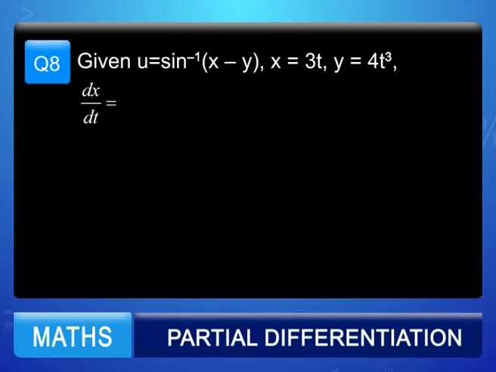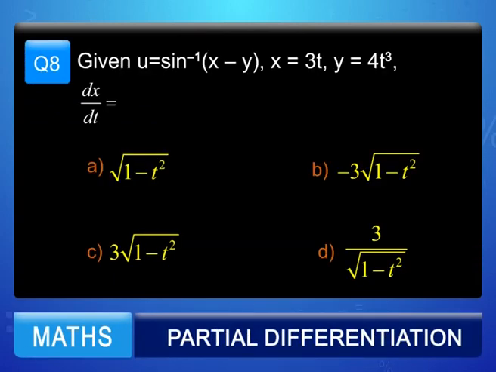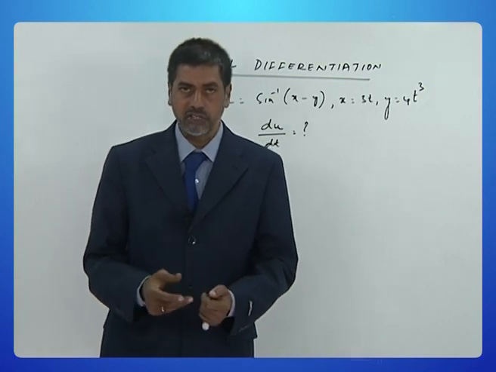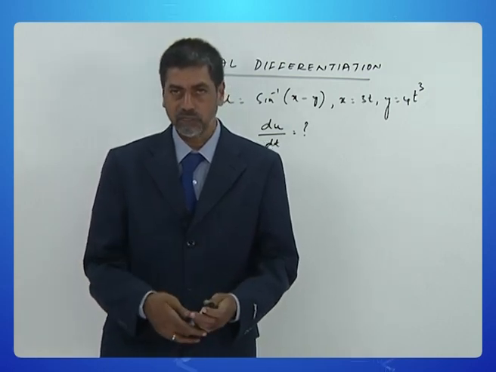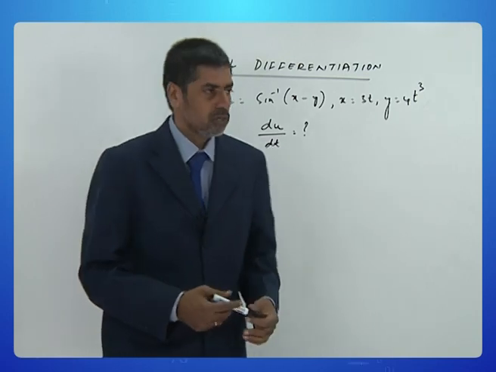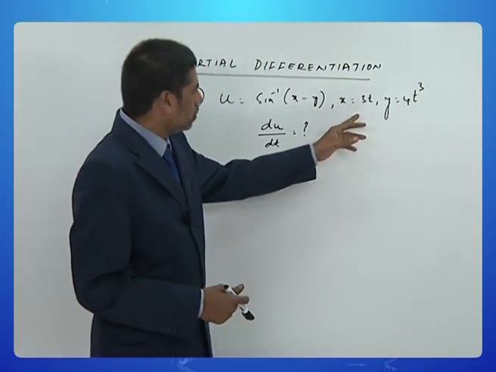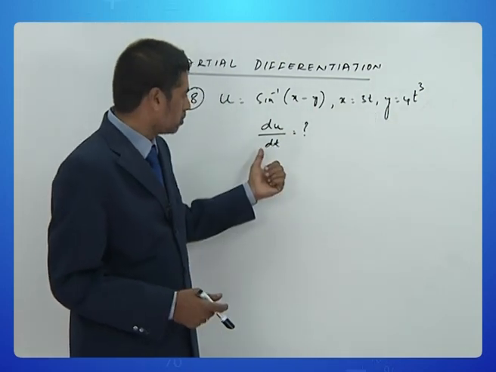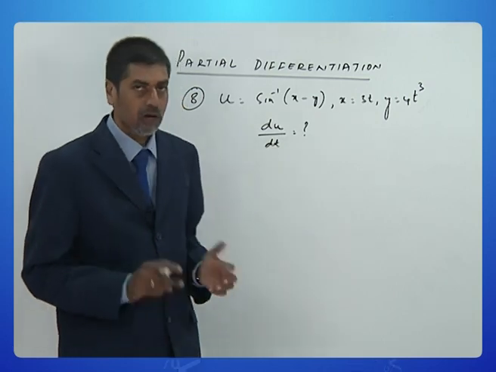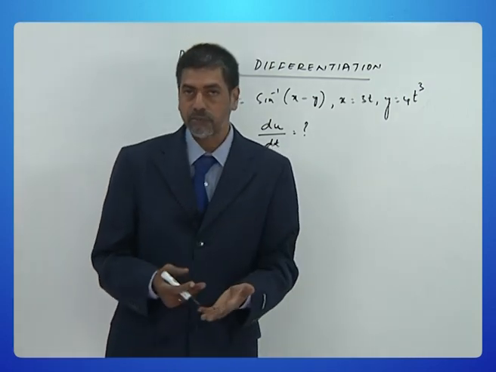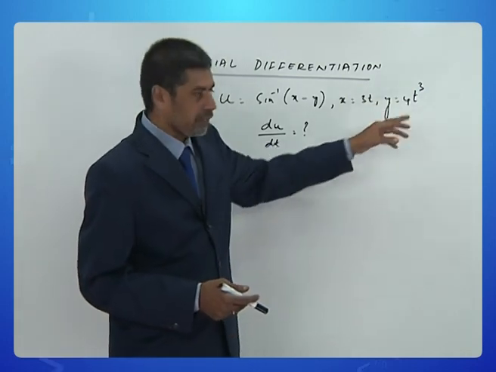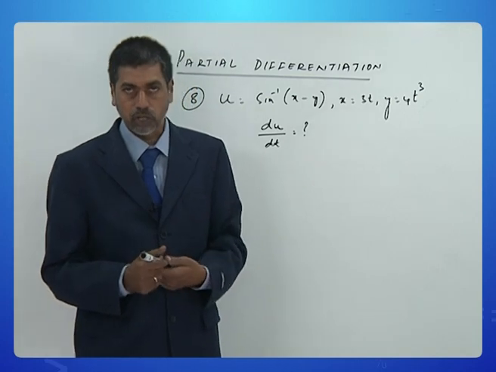Given u is equal to sine inverse of x minus y, further x is equal to 3t, y is equal to 4t cube, what is the output of du by dt? I will not introduce the concept of total differentiation immediately, because that is much easier for this context. What you can do is substitute x is equal to 3t, y is equal to 4t cube and then proceed to differentiate u with respect to t. However, you will find that the simplification part will be very elaborate. So I will change my parameter t in this problem to suit the context.